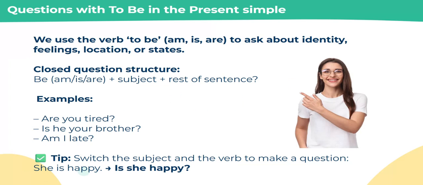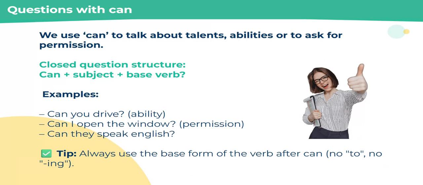We have some examples. Are you tired? Is he your brother? Am I late? We also have a tip here. Switch the subject and the verb to make a question. She is happy becomes is she happy in a question form.